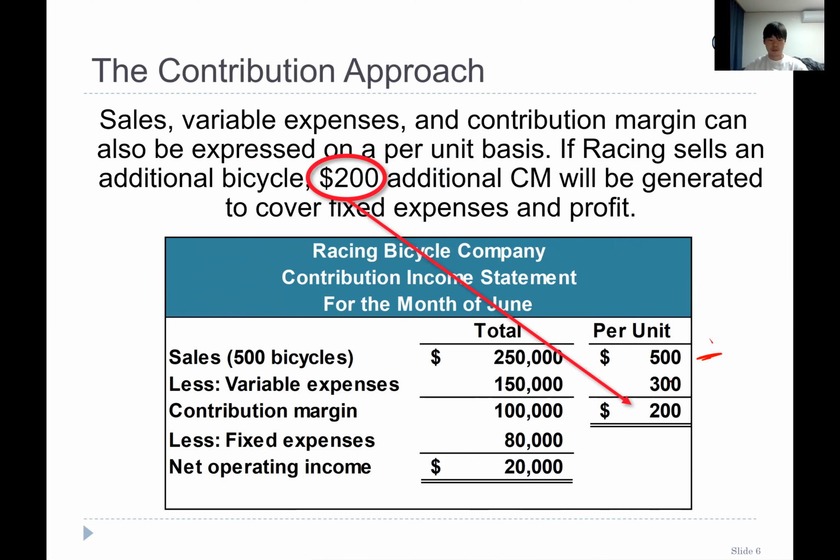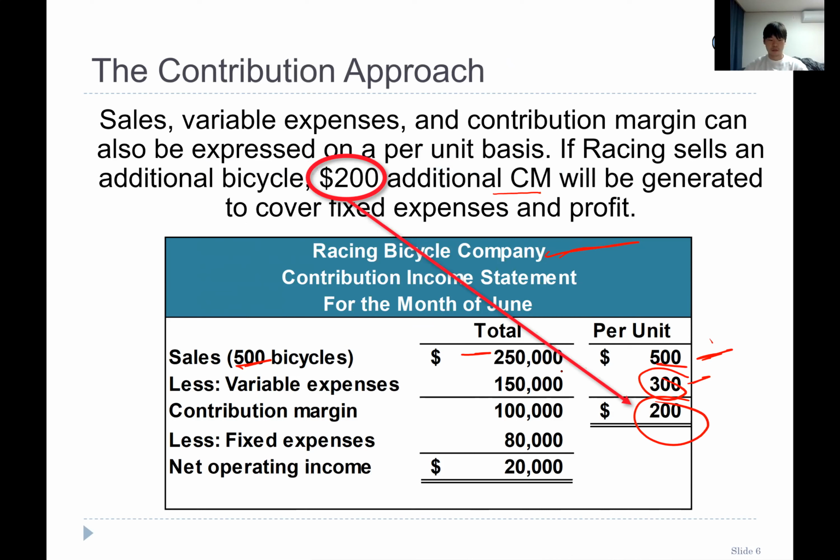So per unit sales minus per unit variable cost, the difference is 200. 200 is our additional, or you can say the CM per unit, right? So CM can be in dollars, CM can be per unit. Throughout this chapter, we will be learning this RBC example, Racing Bike Company. So their normal income statement is like that. They are selling 500 bikes, and 500 is the price, so their total sales is 250,000.